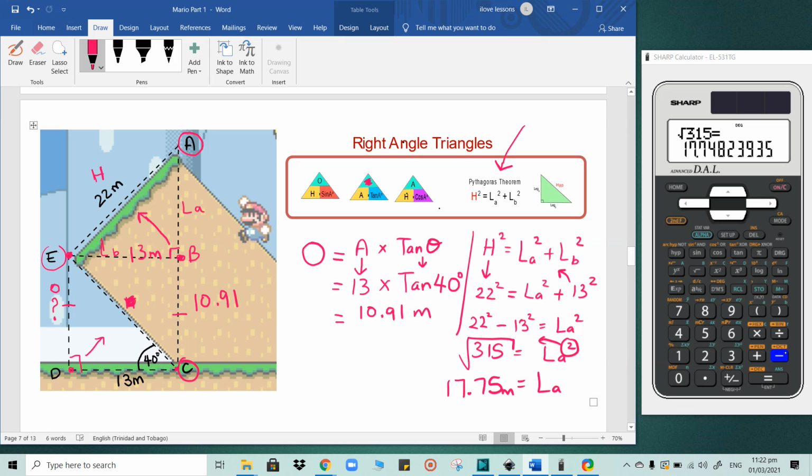So from A to B is 17.75. What's the total distance from A to C? The height that Mario falls. It will be 17.75 plus the 10.91. So 17.75 plus the 10.91 will give me a total of how much? 28.66 meters. All right, so that's the final answer.